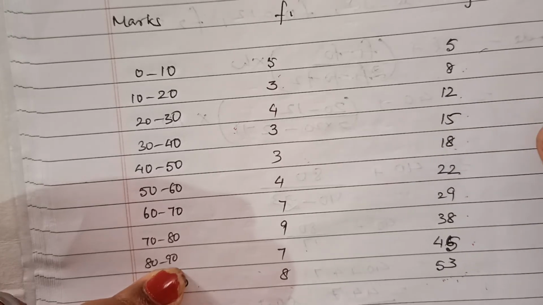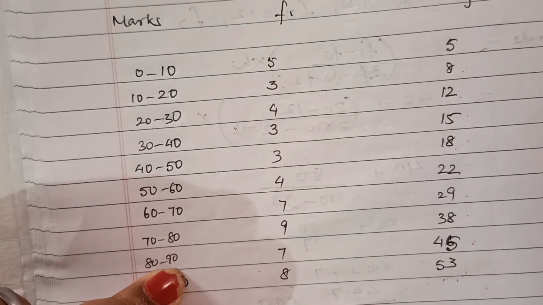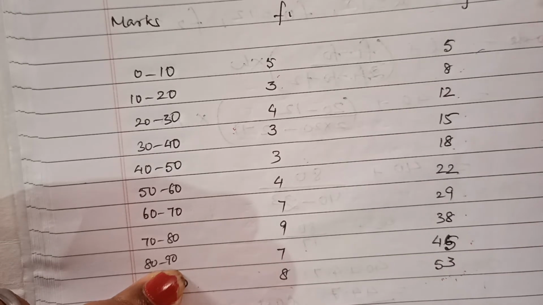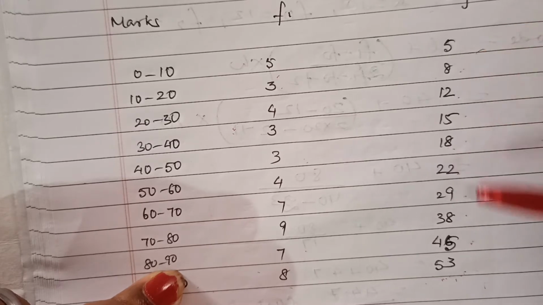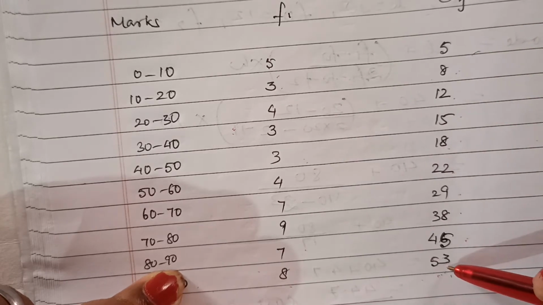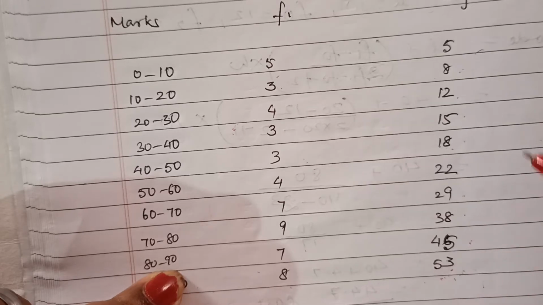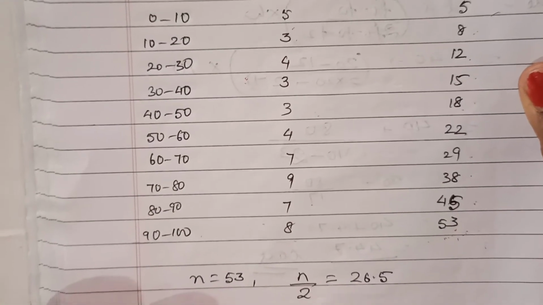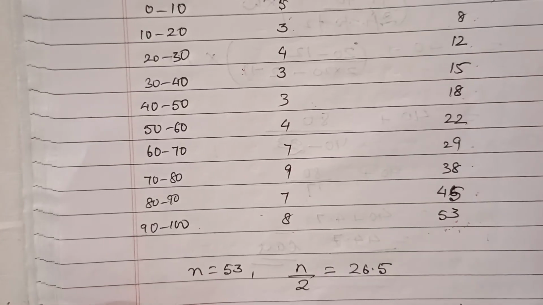Okay children, now let us find out the median of this table. Okay, so first step is to find out the cumulative frequency. In this we go on adding the successive term to the predecessor. Okay, now what is n here? N is 53. Number of observations is 53. First of all we will find out n by 2. N by 2 is 53 by 2, that is 26.5.